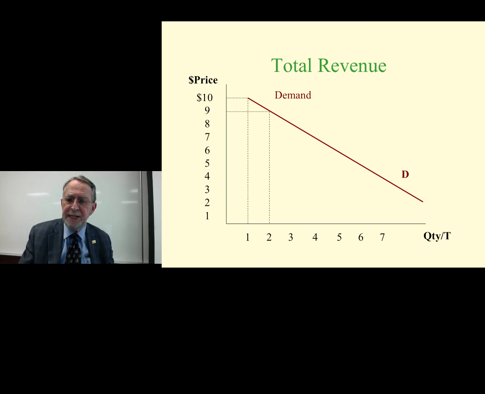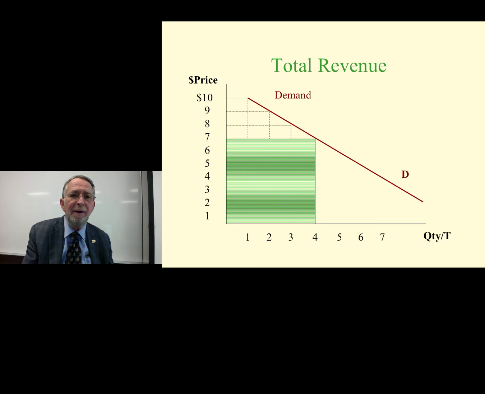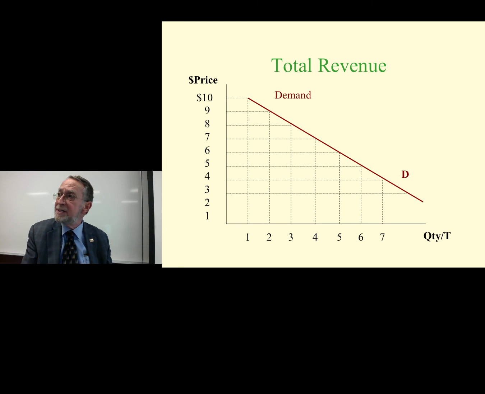If I lower it again to $8, I sell an additional shirt. 3 times 8 is 24. Lower it to 7, I sell an additional shirt. Total revenue is still going up, and I get to $6, and total revenue is 30. It's $6 times 5 units being sold.